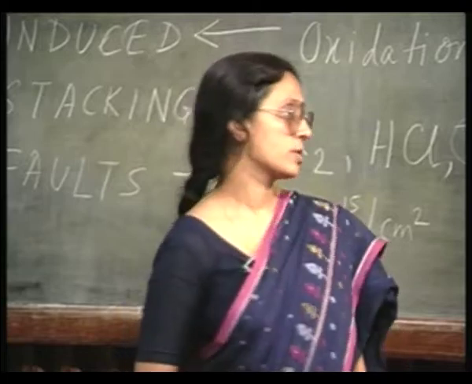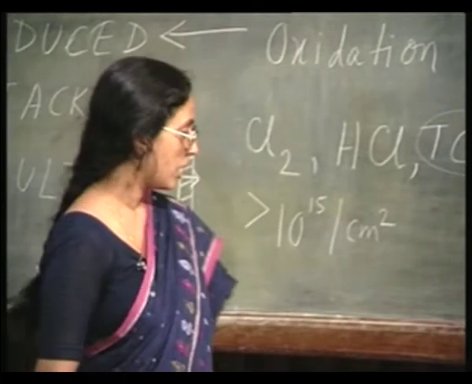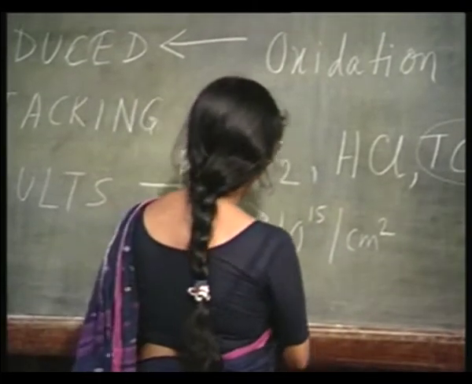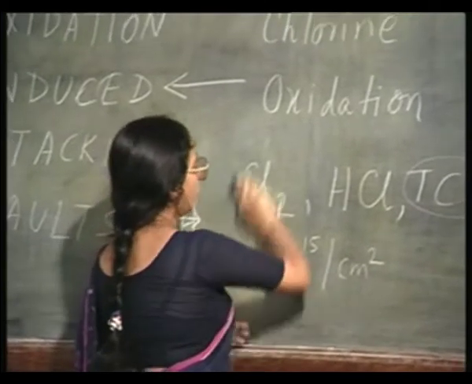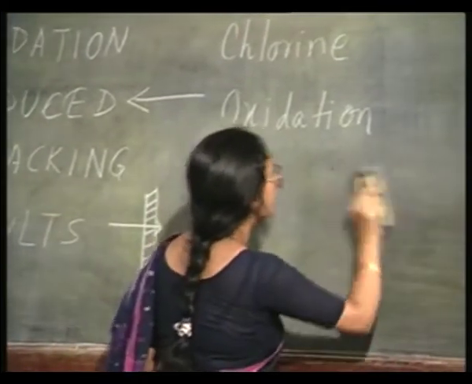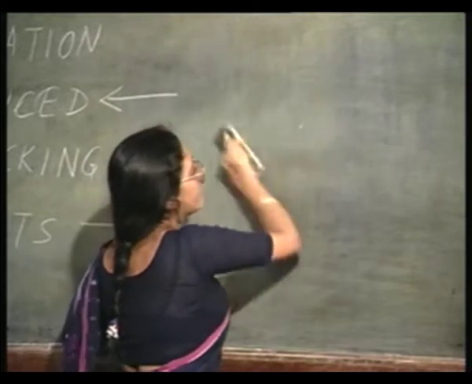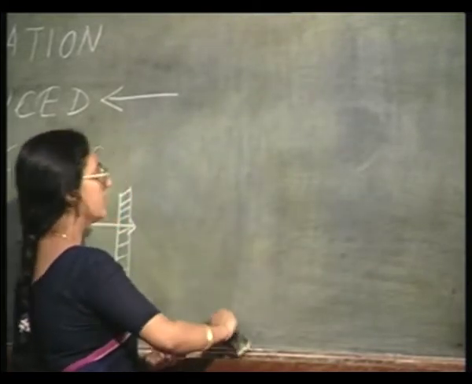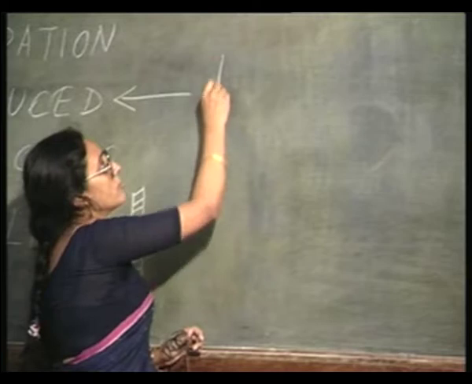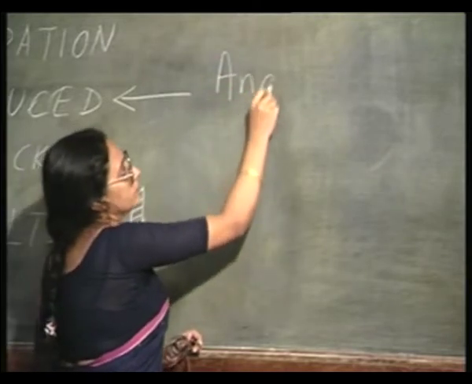One such oxidation process that we would like to discuss now is called the anodic oxidation. As the name itself suggests, this is actually a process of electrolysis.